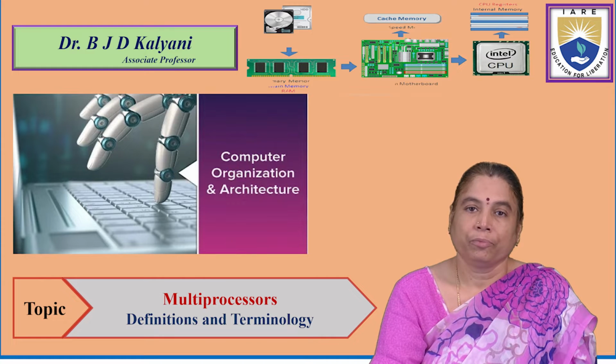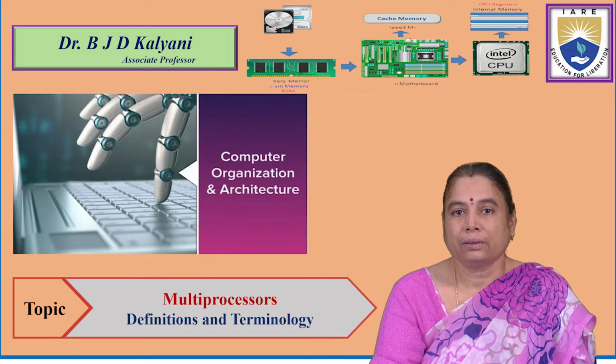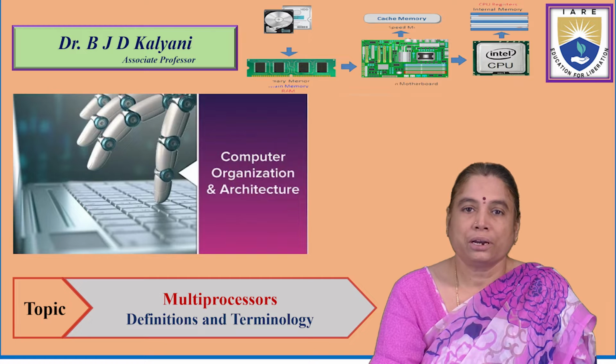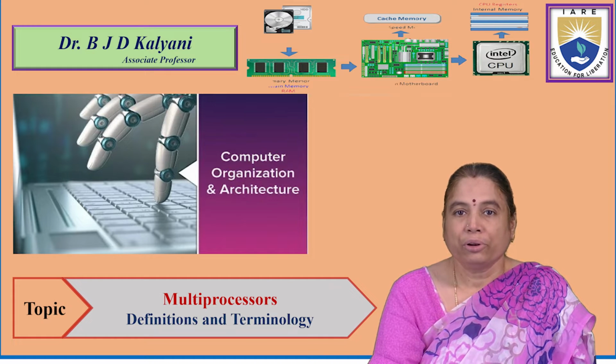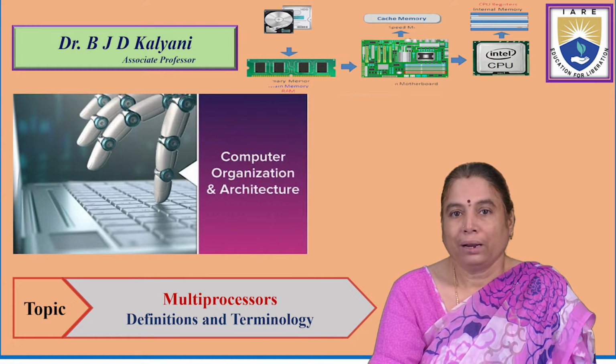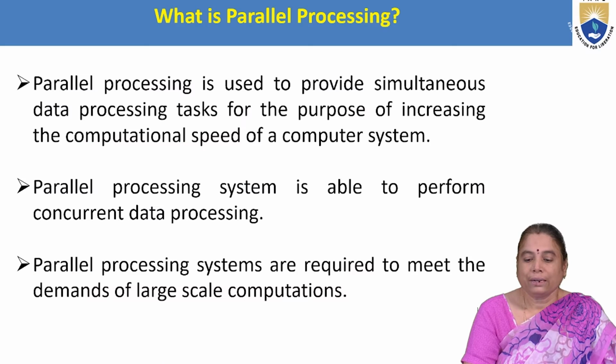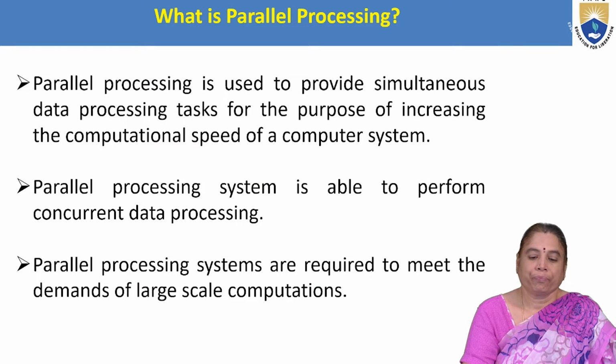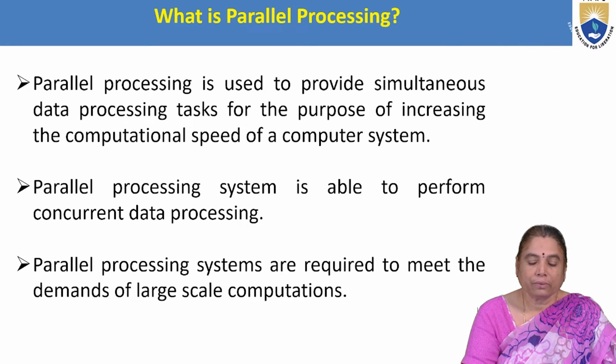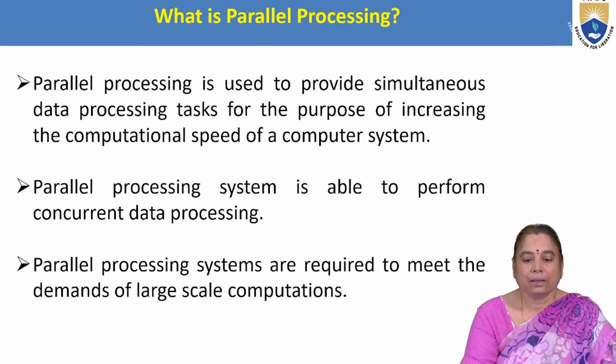In this video, I will discuss the definitions and terminology of Module 5 about multiprocessors. What is parallel processing? Parallel processing is used to provide simultaneous data processing tasks for the purpose of increasing the computational speed of the computer.